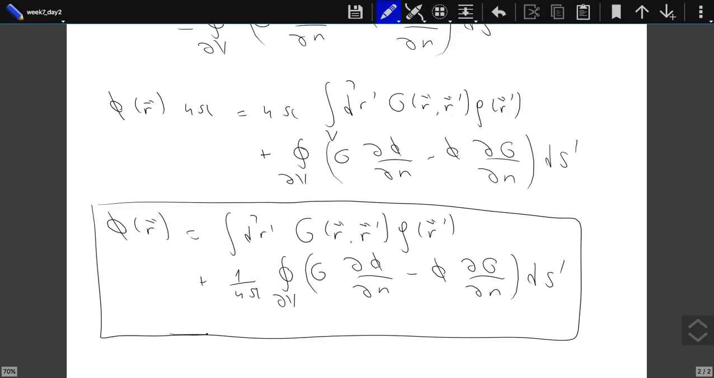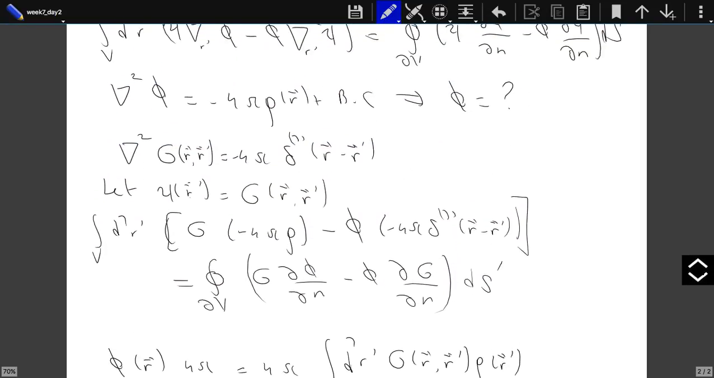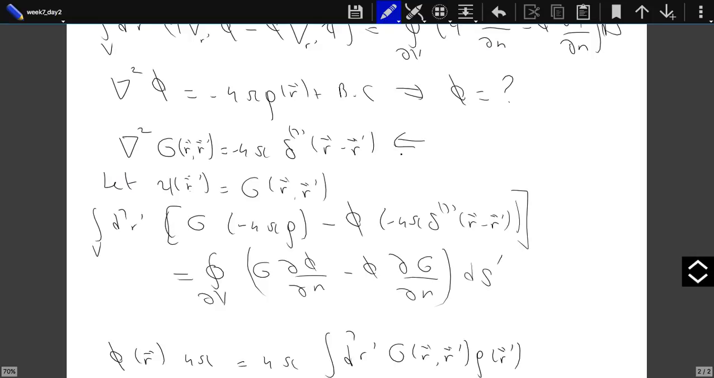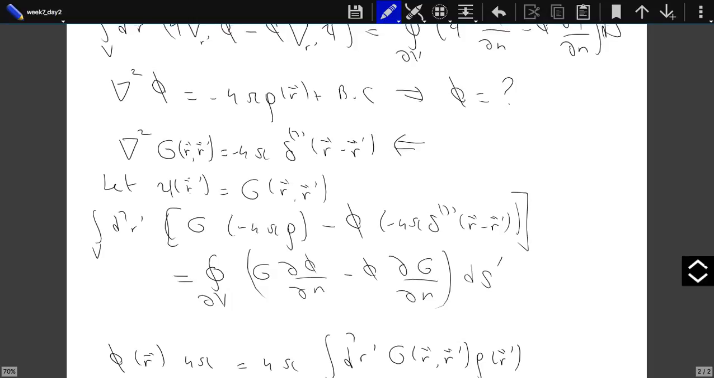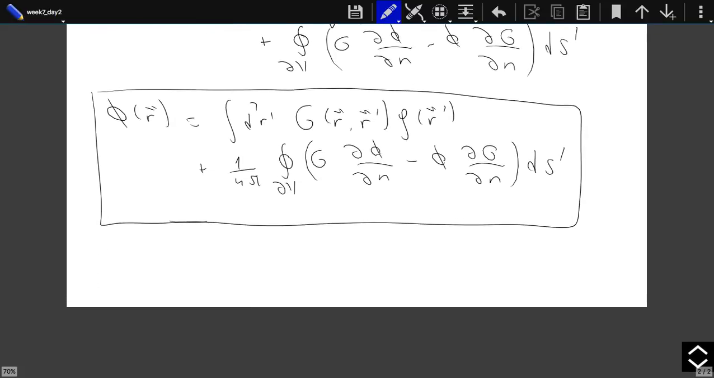If you look at this boundary integral, it contains both phi and the derivative of phi. So what we can do is, we said that G satisfies this equation, but to solve a differential equation, we need a boundary condition. We didn't yet specify the boundary condition. So now we can choose our boundary condition.